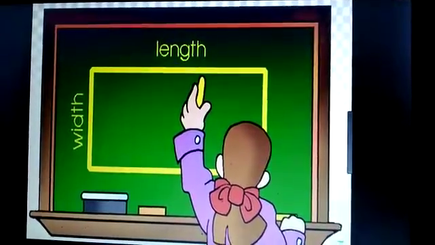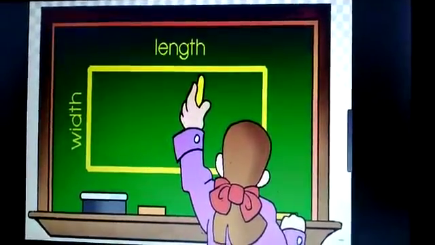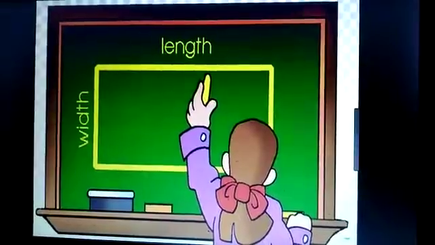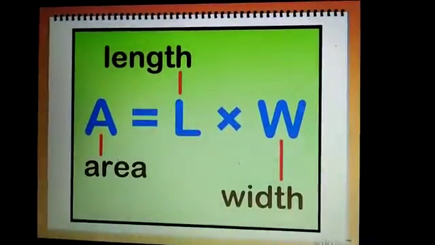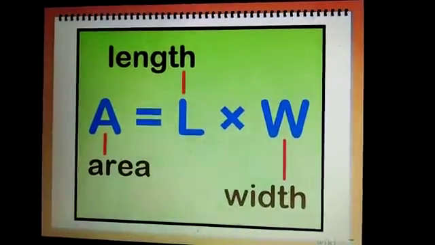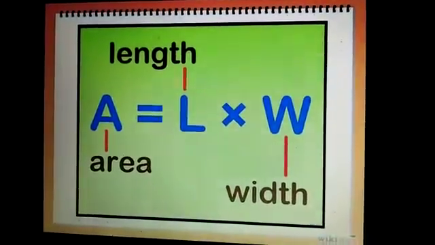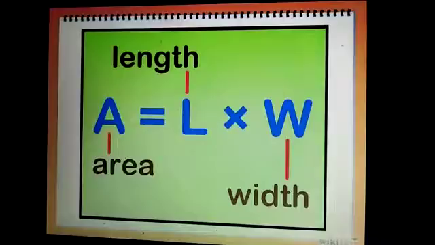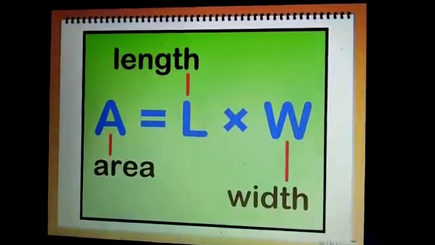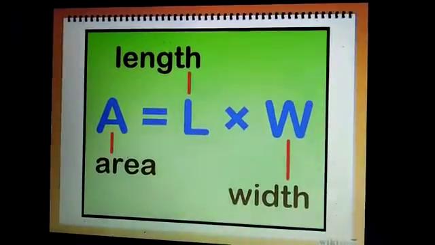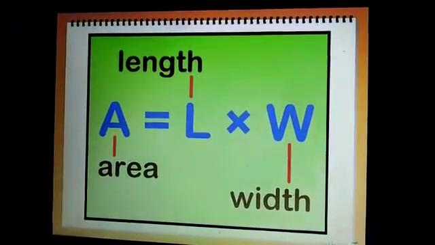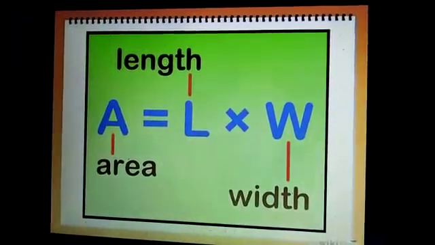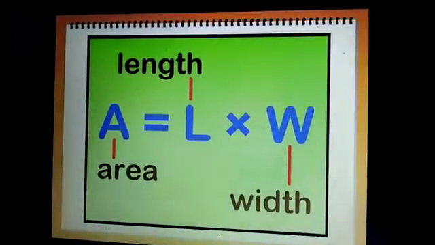How can we measure the area of a rectangle? We can measure the area of a rectangle by multiplying: A equals L multiplied by W. A is the area, L is the length, W is the width. We can find the area of the rectangle using this rule. Area equals length multiplied by width.